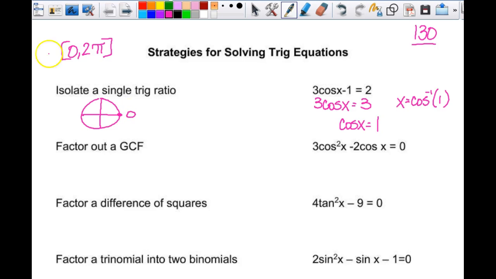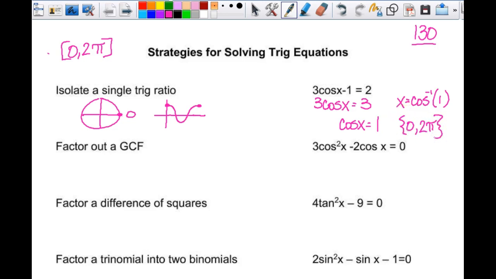If this is just 1. You can also think about it as your parent function. Parent function of cosine is going to look like this, right? On one period, from 0 to 2 pi, how many times is that function at 1? Twice, right? Here and here. So what's my answer besides 0? 2 pi. So your answer to this would be 0 and 2 pi.